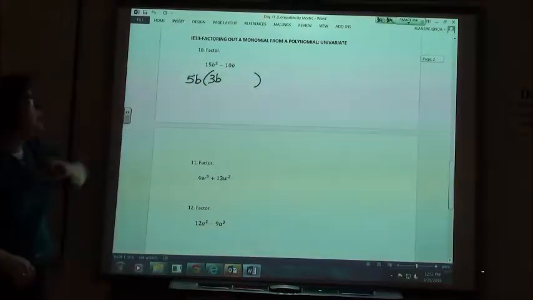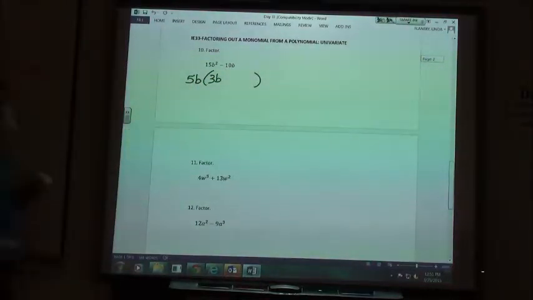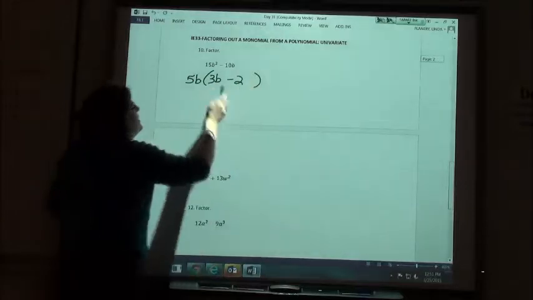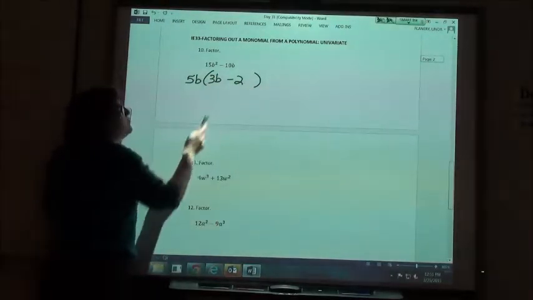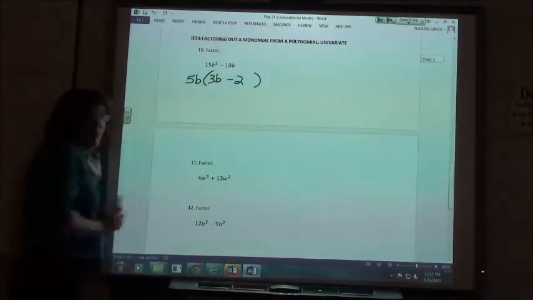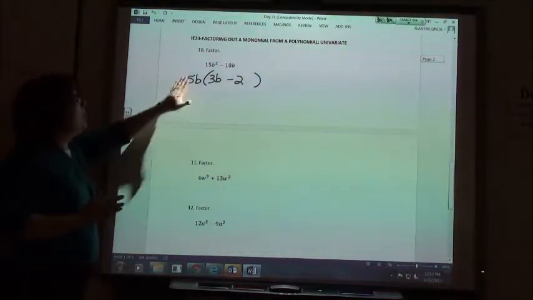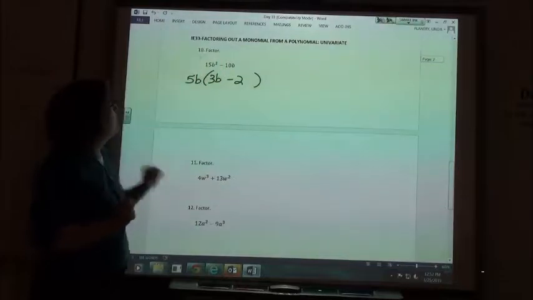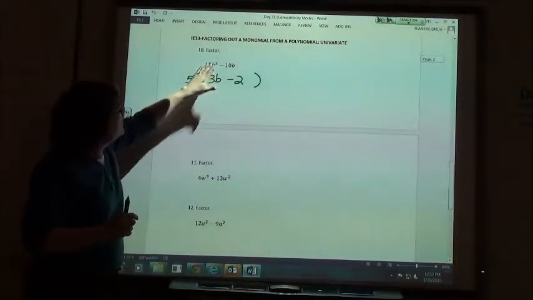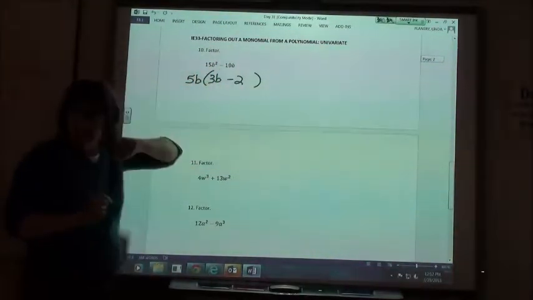Negative 10b divided by 5b would be negative 2. Negative 10 divided by 5 is negative 2, and b minus b is 0 of them left, so I don't need any extra ones, right? So factoring, what times what would give me this answer? If I take this times this, I get that. This times this, I get that.